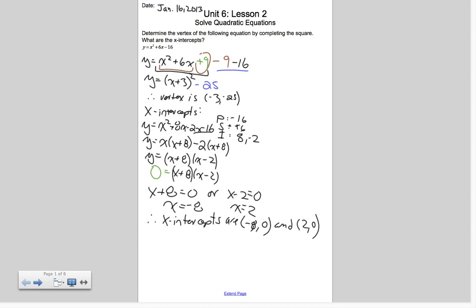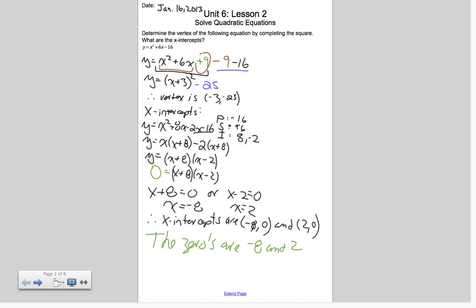I can rephrase this. The zeros of this equation are negative 8 and 2. In other words, same concept, but with the term zeros we're just looking for the values of x that make the equation 0. So the zeros of this equation are negative 8 and 2. Okay? Any questions on that?